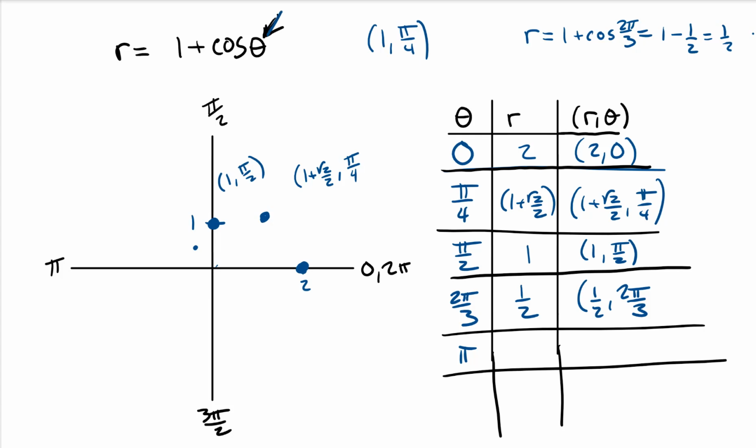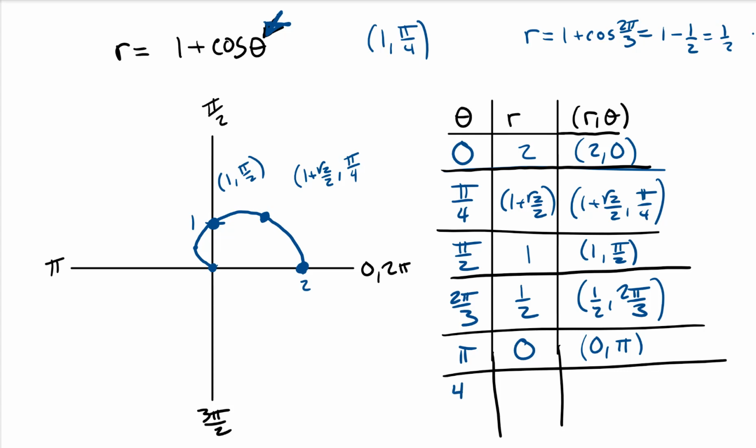Well, if you plug in cosine of pi, that's my favorite. That's -1. So 1 plus -1 is 0. So we end up with 0, comma pi. Oh, so it comes into here. Let's just draw a nice smooth surface. And we have symmetry about the x-axis.